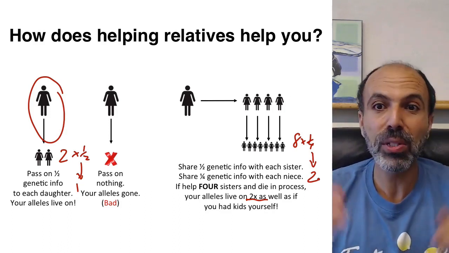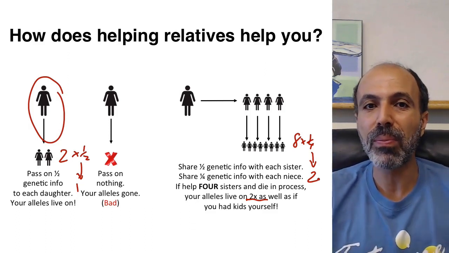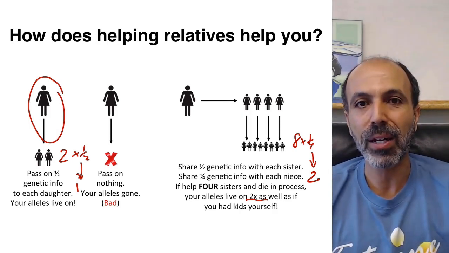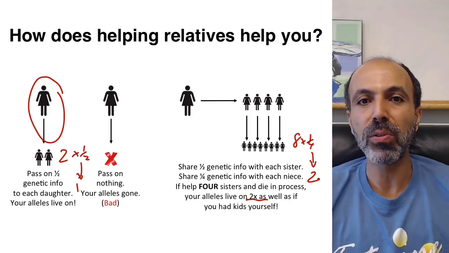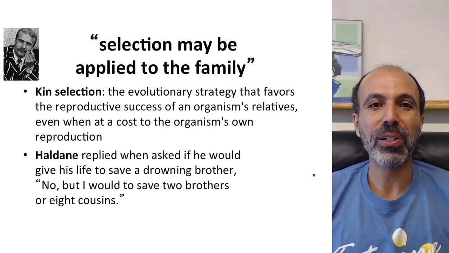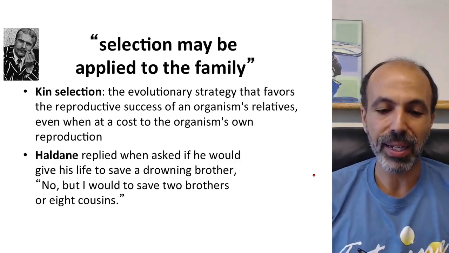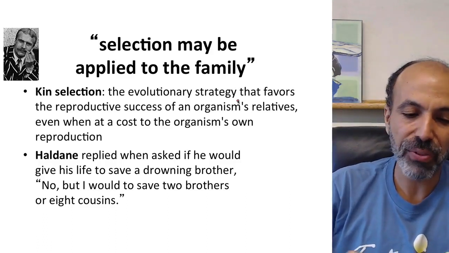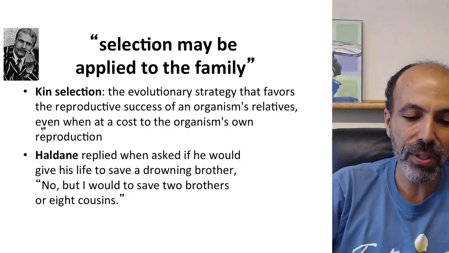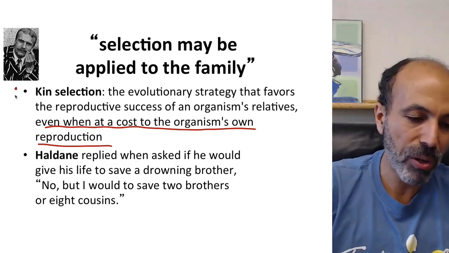Now, there were some assumptions in this, but nonetheless, we do see this concept that sometimes it will be beneficial for you to sacrifice yourself, or for an organism to sacrifice itself to help relatives reproduce. Now, again, this comes back to Darwin's quote here about selection may be applied to the whole family. And the term for this is kin selection. And it's the evolutionary strategy that favors the reproductive success of an organism's relatives, even when at the cost of the organism's own reproduction.